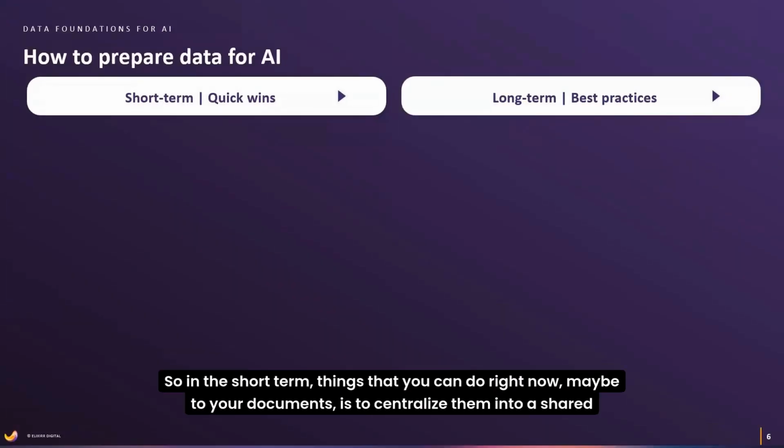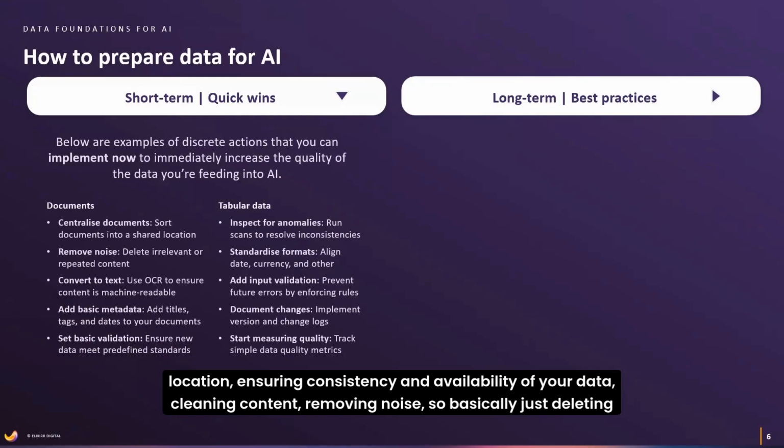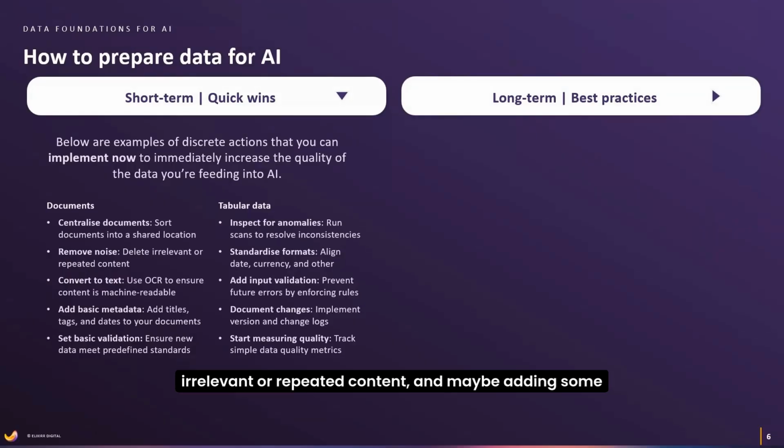So in the short term, things that you can do right now, maybe to your documents, is to centralize them into a shared location, ensuring consistency and availability of your data. Cleaning content and removing noise, so basically just deleting irrelevant or repeated content, and maybe adding some metadata such as titles, tags, and dates to your documents.